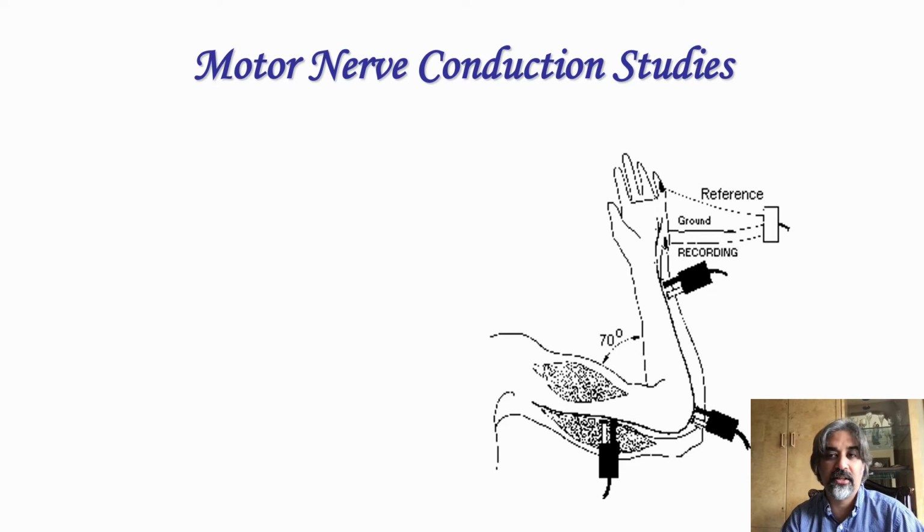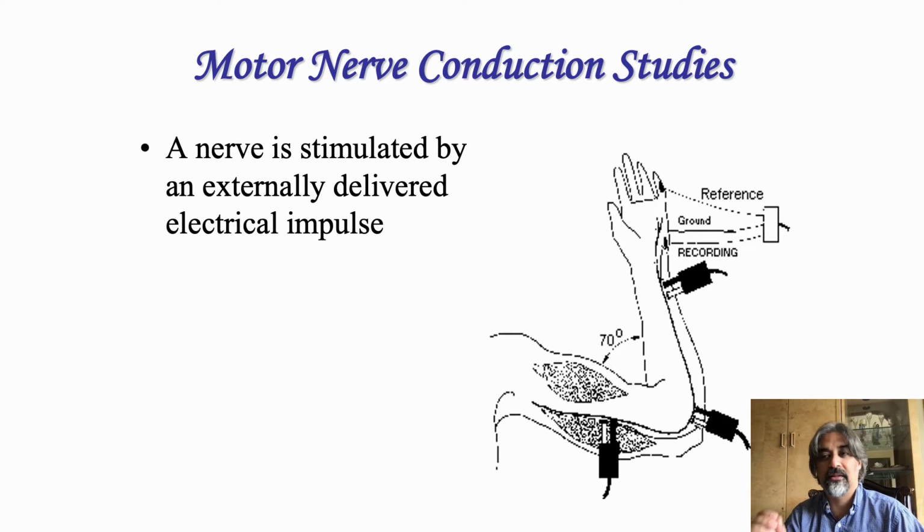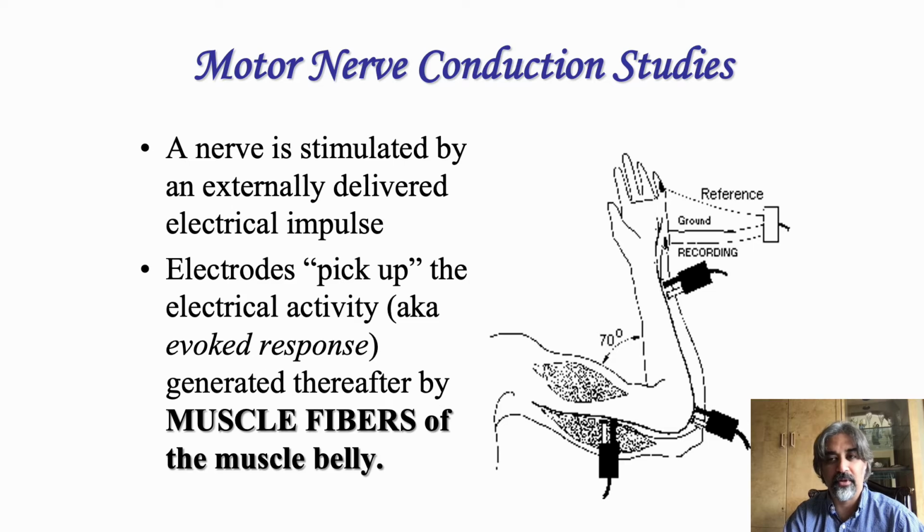Motor nerve conduction studies are the subset of nerve conductions where you pick up the electrical activity over muscle fibers of the muscle belly of the nerve being stimulated. Let me say that again. They're the subset where you pick up the electrical activity over muscle fibers of the muscle belly of the nerve being stimulated. This is different from the sensory nerve action potentials, where we were picking up the signal summation of all the axolemmas underneath the pickup electrodes.